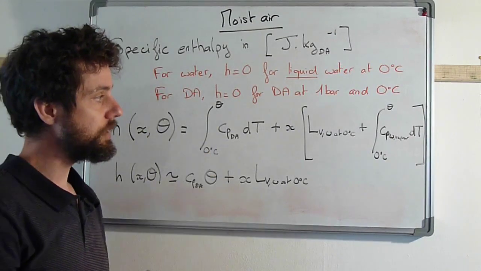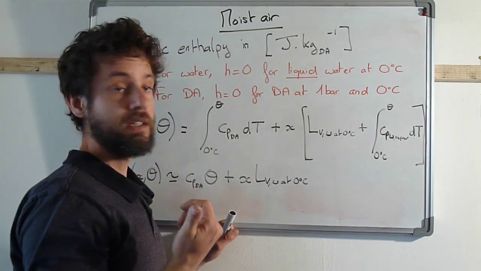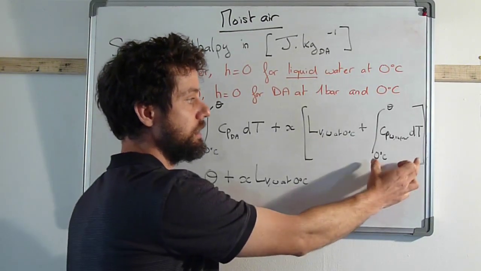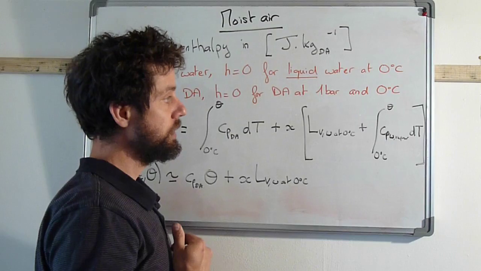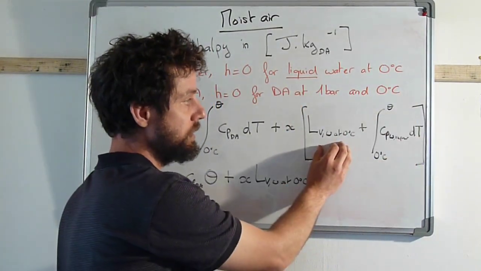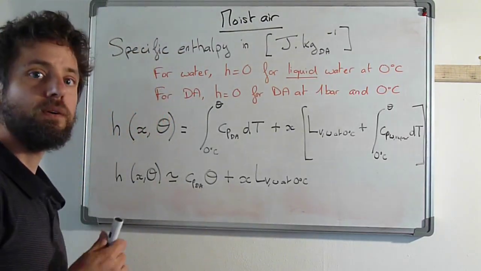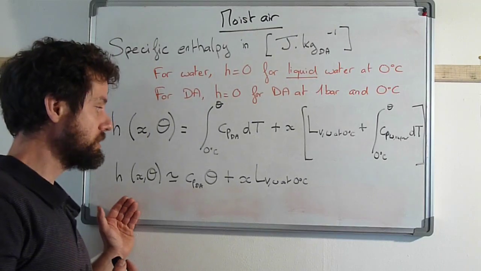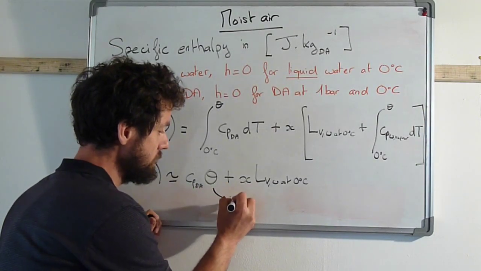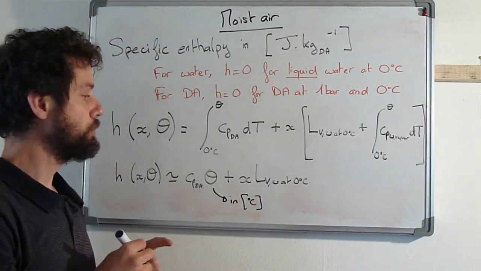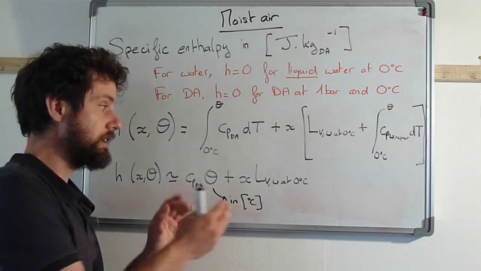expressed in degrees Celsius. The second assumption that we can make is that the enthalpy that is due to latent heat is way bigger than the sensible enthalpy that is due to increase of temperature of the water vapor. So inside these brackets, this term is much bigger, and the other term can be neglected. So in that case, we can approximate the specific enthalpy of the moist air as being the Cp of dry air times the temperature, expressed in degrees Celsius, plus the moisture content times the latent heat of vaporization of water defined at 0 degrees Celsius.